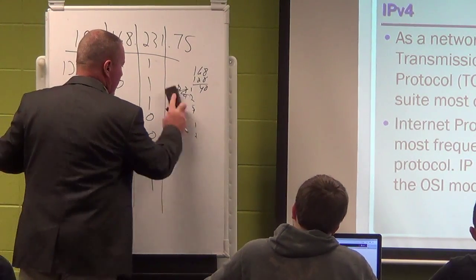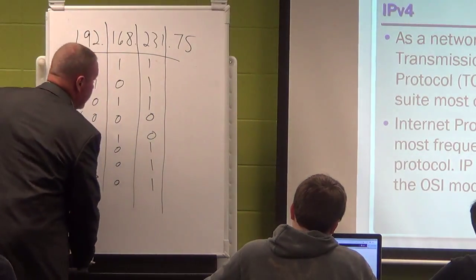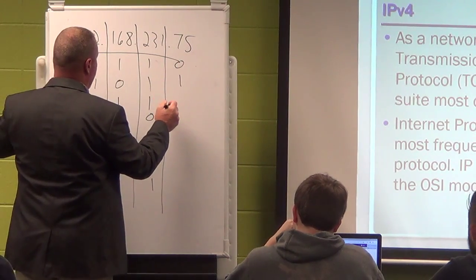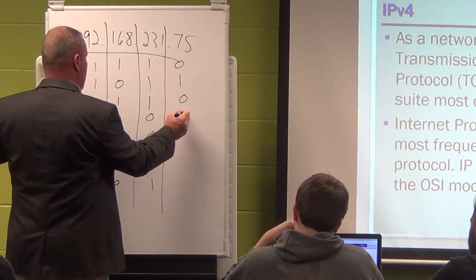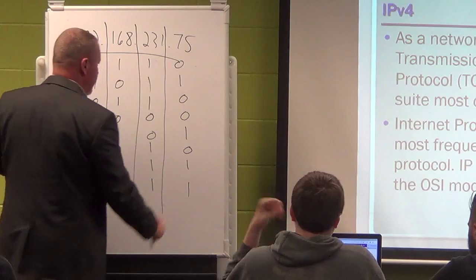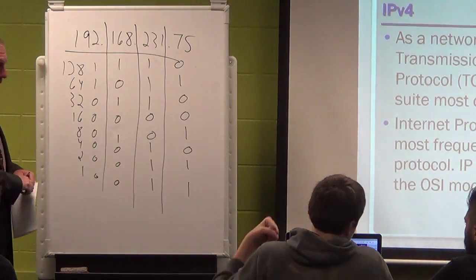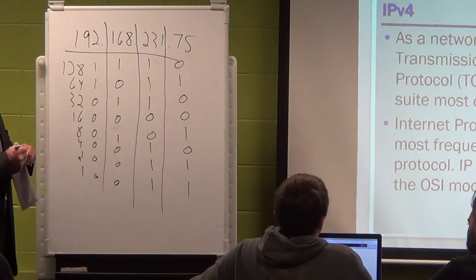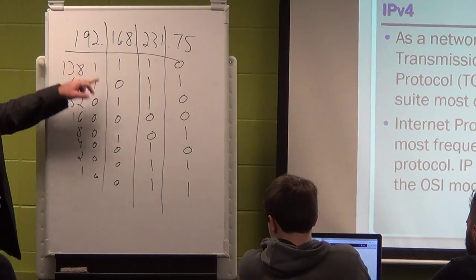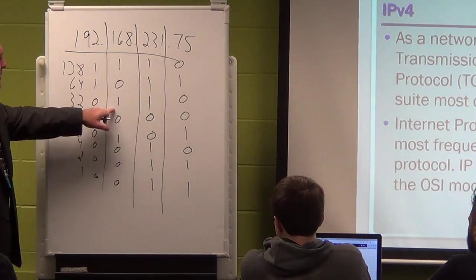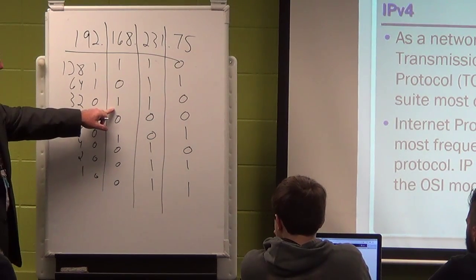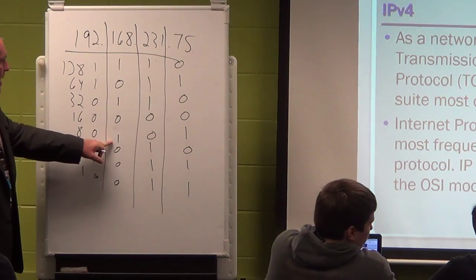All right. 75 minus 64 is what, 11? 12. So 0, 0, 1, 0, 1, 1. Okay, is that what you had? And then the easiest way to check it is just to go back and add it up. 128, 192. Yep, 192. 128 plus 32 is what? 160. Plus 8 is 168.